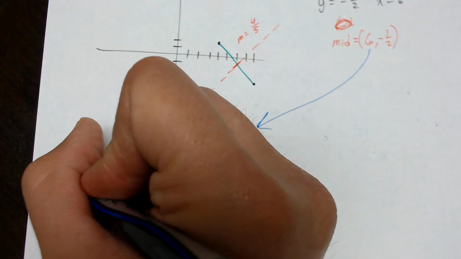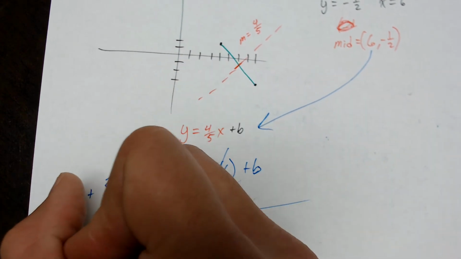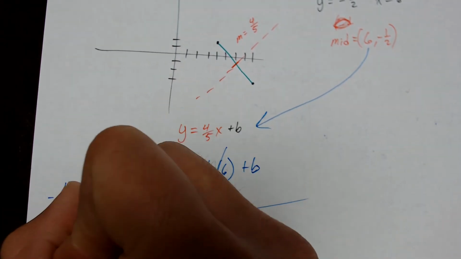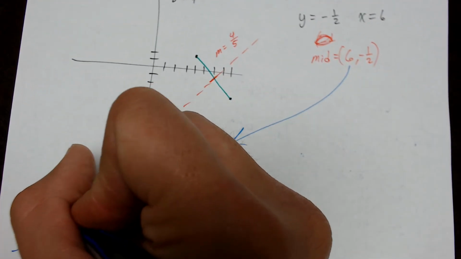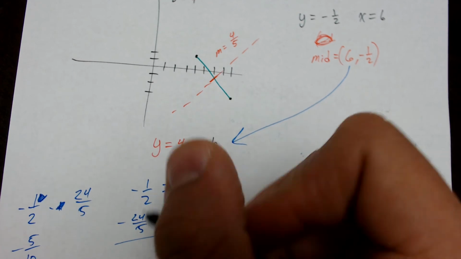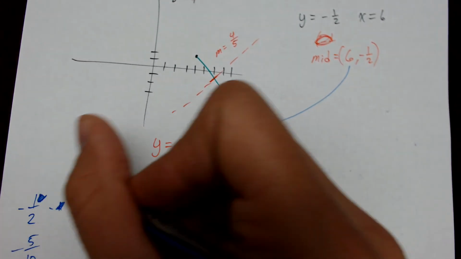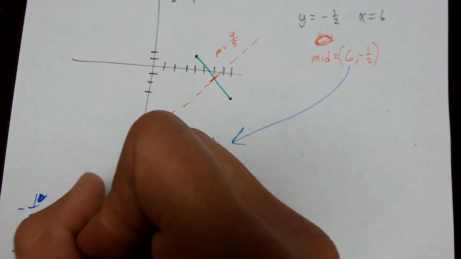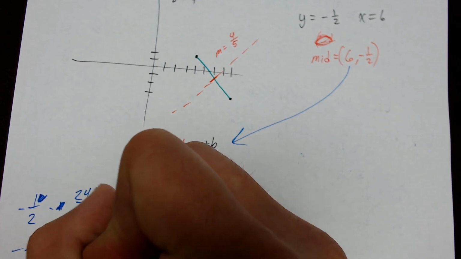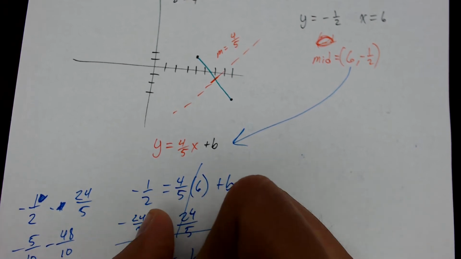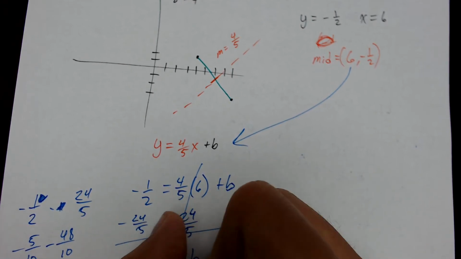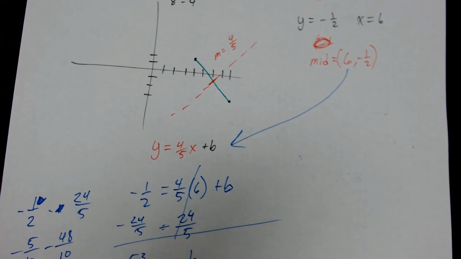This will become negative 5 over 10, because we multiply by 5 over 5 or 1. This one is going to multiply by 2 over 2. Why did I put a plus sign there? That's a negative. This one is going to become 48 over 10. So negative 5 minus 48, negative 53. Yep, negative 53 over 10. That's going to equal b.